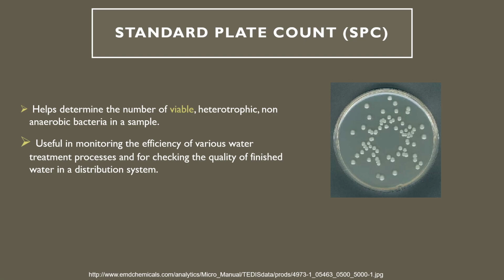So for this, our standard plate count, also known as an SPC, is going to allow you to determine the number of viable cells. So viable means the bacteria that can survive and reproduce. They're also going to be testing for heterotrophic, non-aerobic bacteria in a sample. So it's going to be useful for monitoring the efficiency of your various water treatment processes, so just how well it can get rid of the viable organisms.